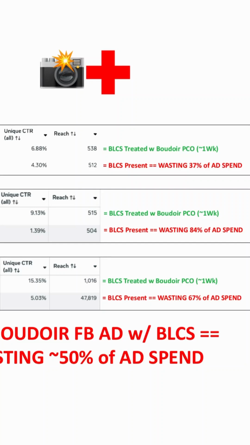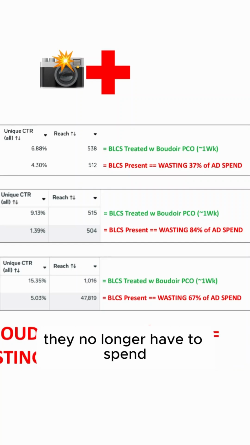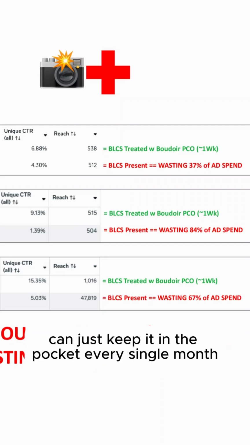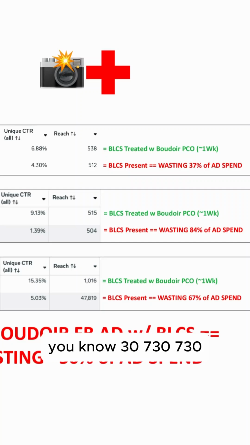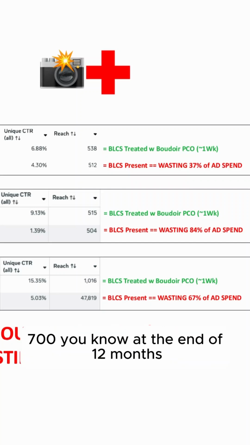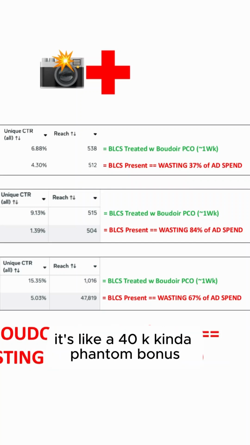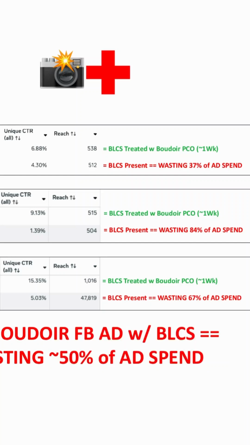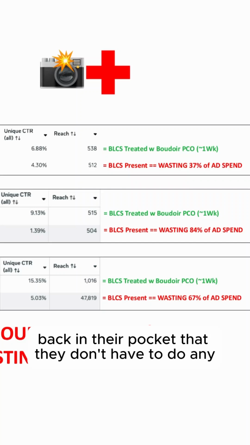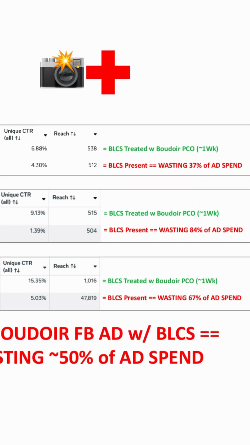And that difference, that delta, $3,700 a month, they no longer have to spend. You can just keep it in the pocket every single month, $3,700, $3,700, $3,700. At the end of 12 months, it's like a 40K kind of phantom bonus, boudoir pico bonus, whatever, back in their pocket that they didn't have to do no extra work for.